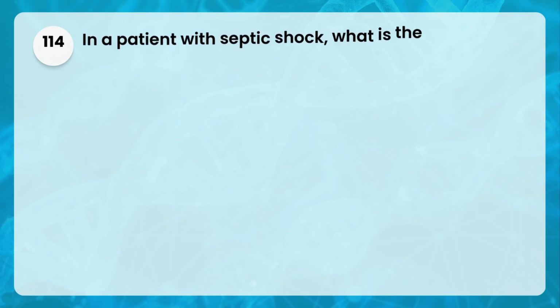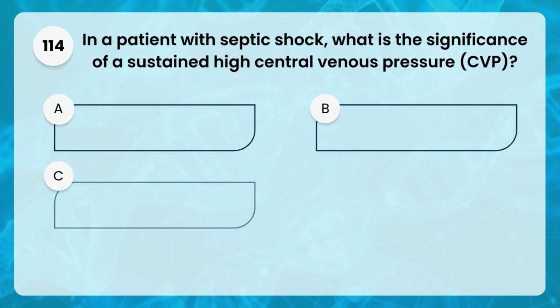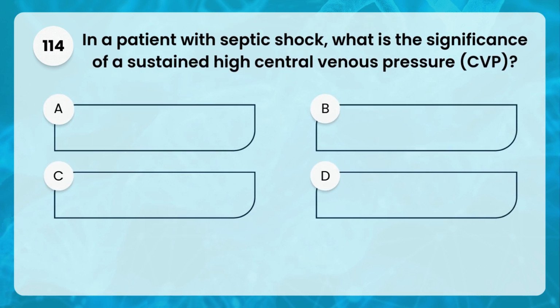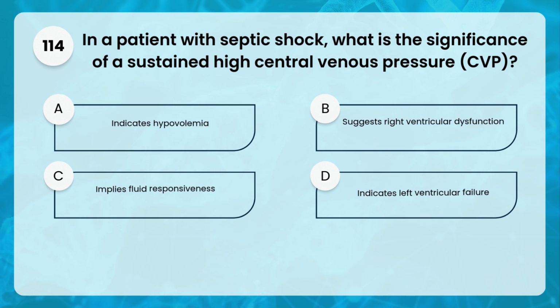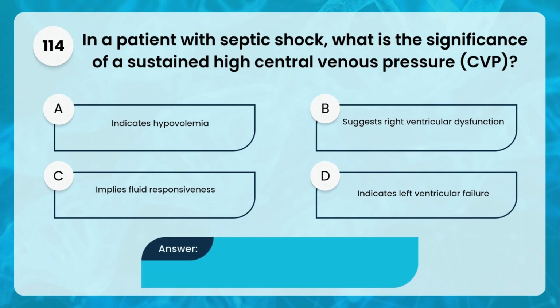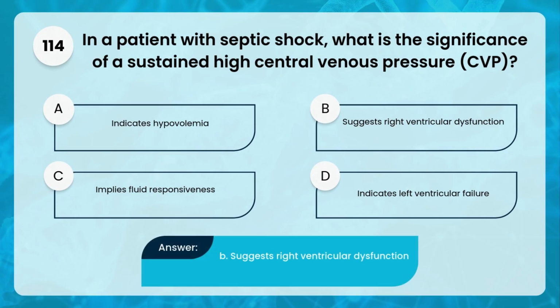Number 114. In a patient with septic shock, what is the significance of a sustained high central venous pressure, CVP? A. Indicates hypovolemia. B. Suggests right ventricular dysfunction. C. Implies fluid responsiveness. D. Indicates left ventricular failure. The answer is B. Suggests right ventricular dysfunction.